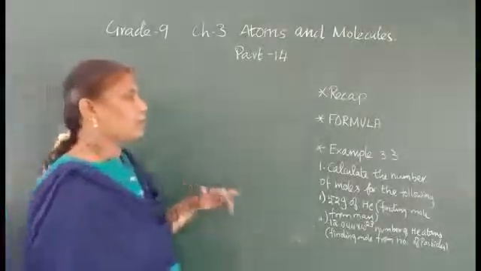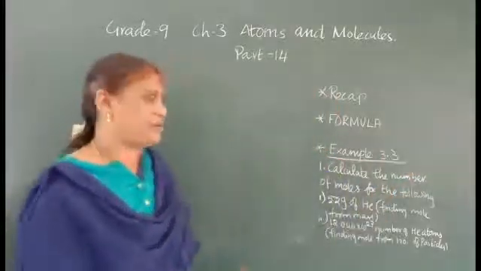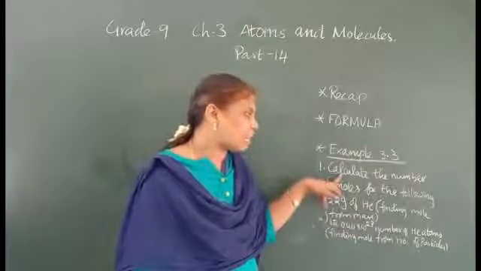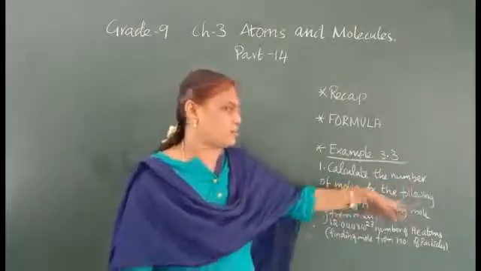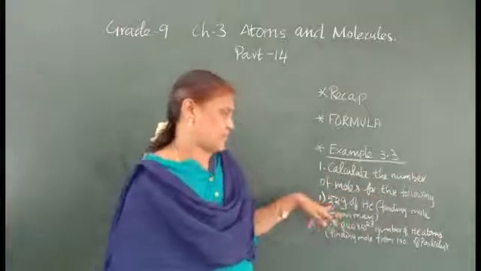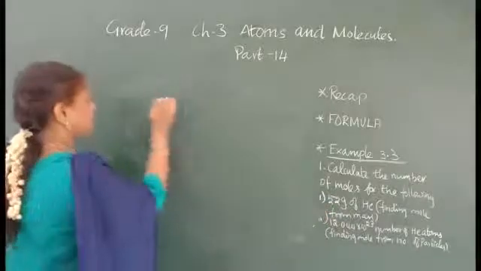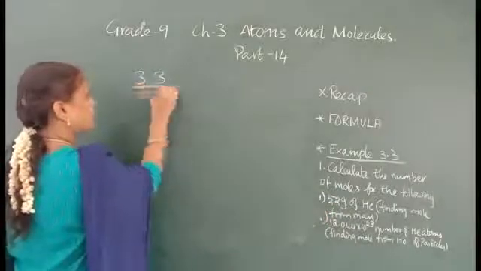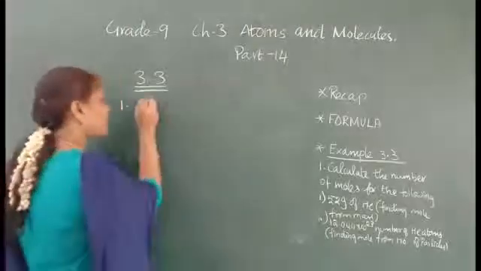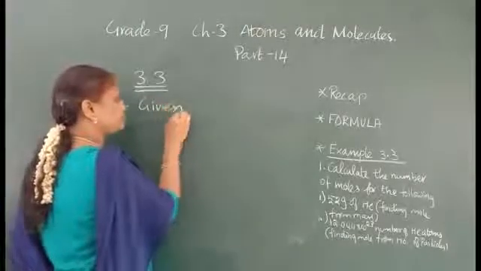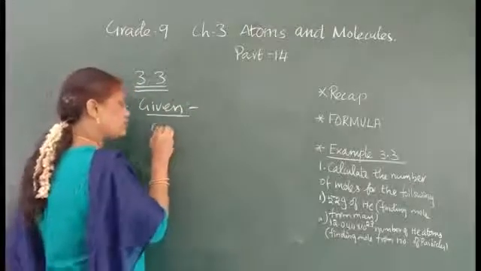Now we are going to solve the example problem 3.3. In that first problem, they have asked calculate the number of moles for the following. First, they have given 52 grams. This is called given mass. Example problem 3.3, first one. What have they given? 52 grams. So given mass.